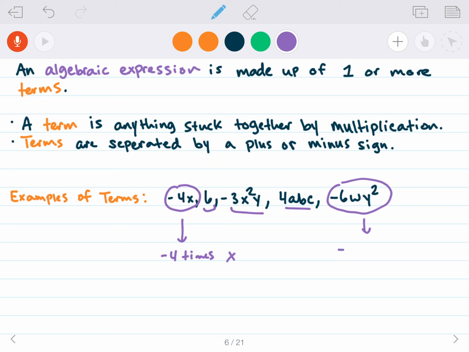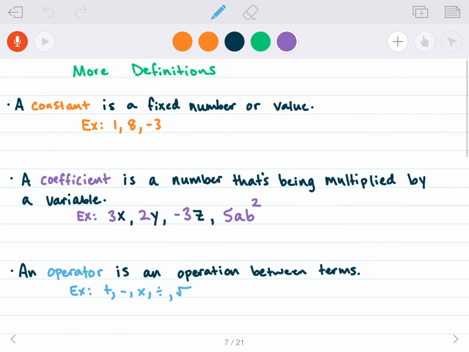This guy means negative 6 times w times y squared. That's what that means. So anything stuck together with multiplication is a term. You could have a really simple term with just a single number or a single variable, that's totally fine. But terms can be separated with plus or minus signs.